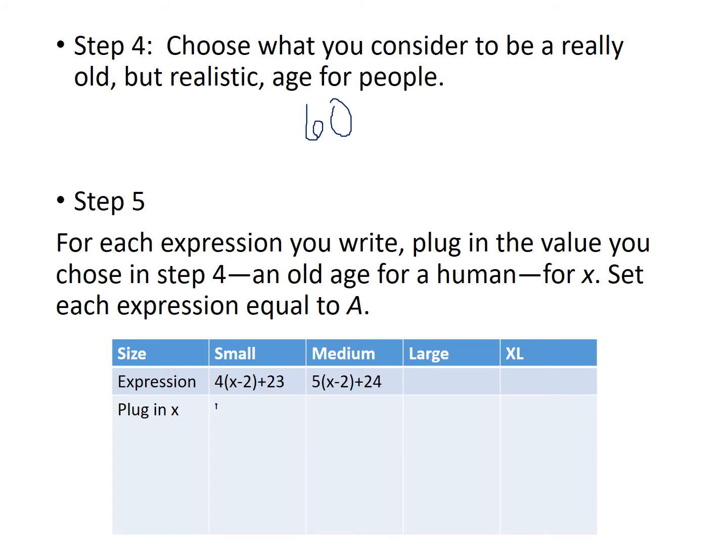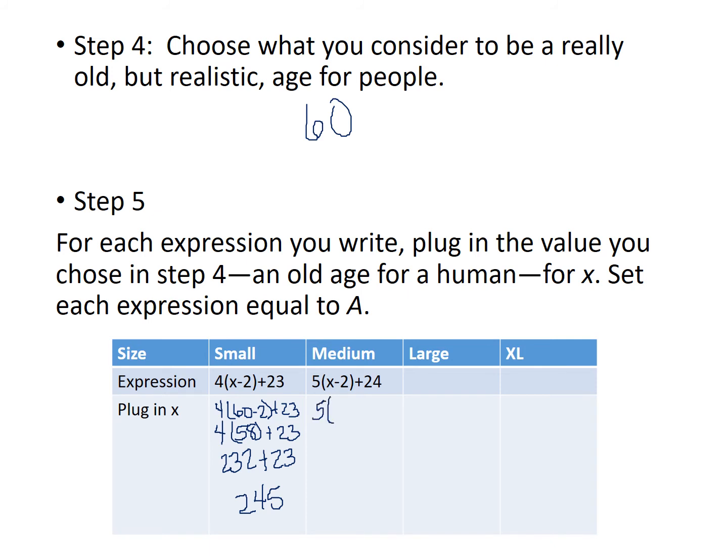So I'm going to rewrite this: 4 times 60 minus 2, plus 23. And 60 minus 2 is 58. You could use your handy dandy calculator here. 4 times 58 is 232, plus 23. And when you add the 23, you do get 245.